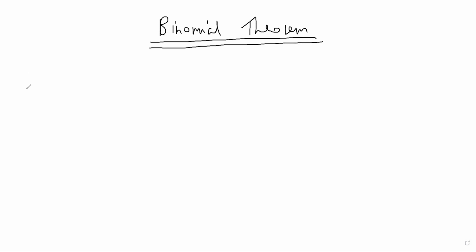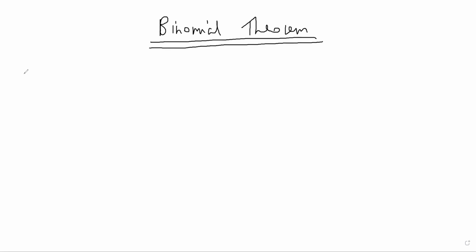Today we're going to look at finding the rth term of our binomial expansion. Finding the rth term means finding a specific term of the expansion without calculating the whole expansion.